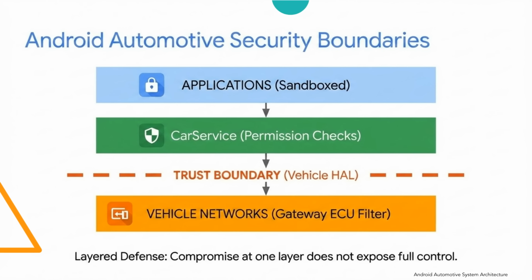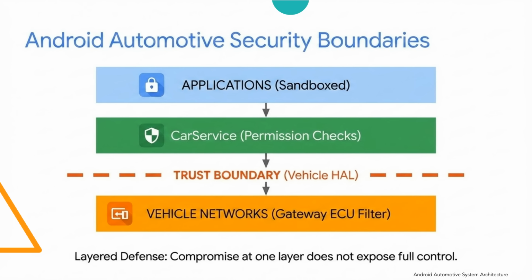Android Automotive architecture is designed with clear security boundaries. Applications operate in sandboxed environments and cannot directly access car service internals. Car service enforces permission checks and ensures only authorized data flows through the system. Vehicle HAL represents a trust boundary where Android ends and vendor implementation begins.